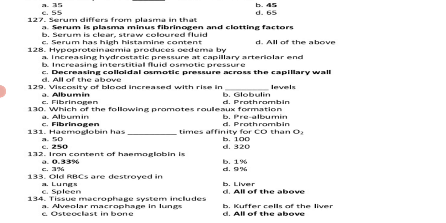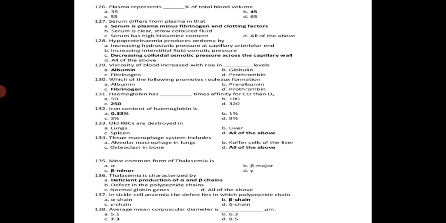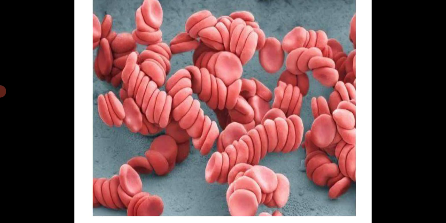Question number 130: which of the following promotes rouleaux formation? Fibrinogen promotes rouleaux formation. Rouleaux formation is the lining up of RBCs into chains resembling stacks of coins. Here is a rouleaux formation of RBC. The RBCs are in chains resembling stacks of coins.